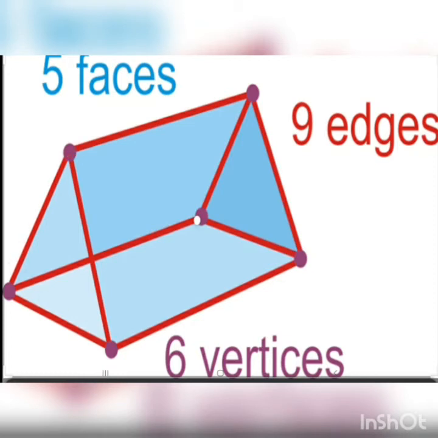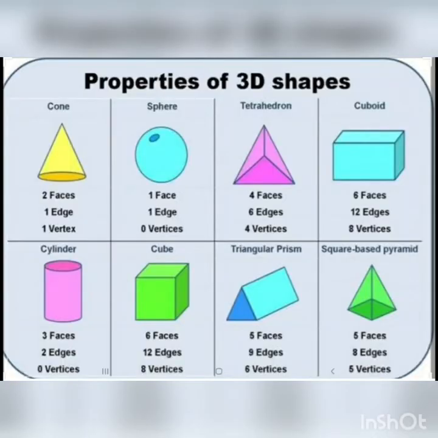Now how many vertices? 1, 2, 3, 4, 5, 6. So 6 vertices are there. So in this way we can calculate the vertices and edges. So now we can see the faces, edges and vertices of some solid shapes.